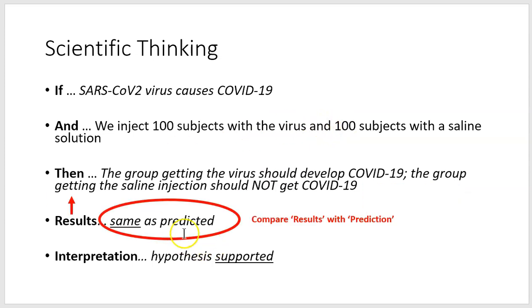Well, now come the results. Somebody will have to tell us, or we will have to gather our own results. So we get the results: what happened in the experiment, who got sick and who didn't. And then what we're going to do is compare the results with the prediction.